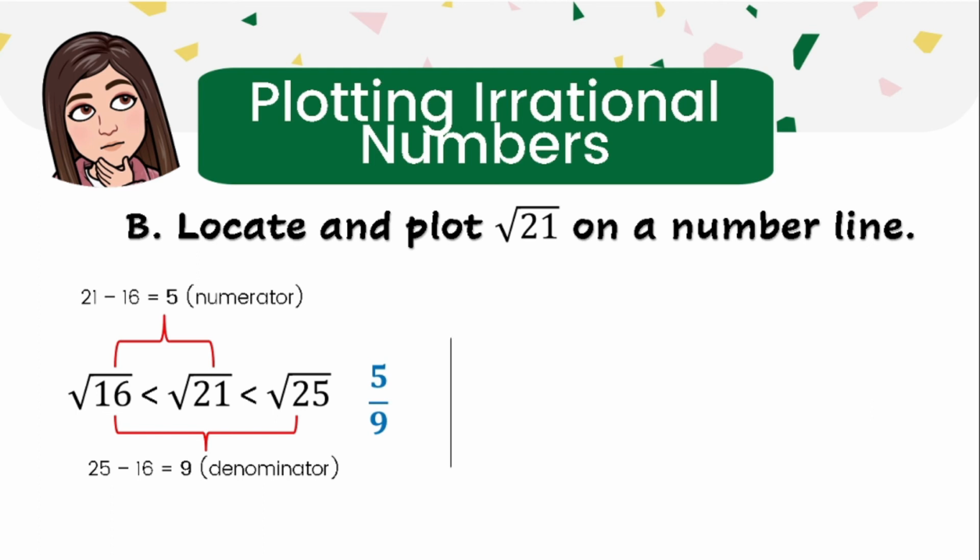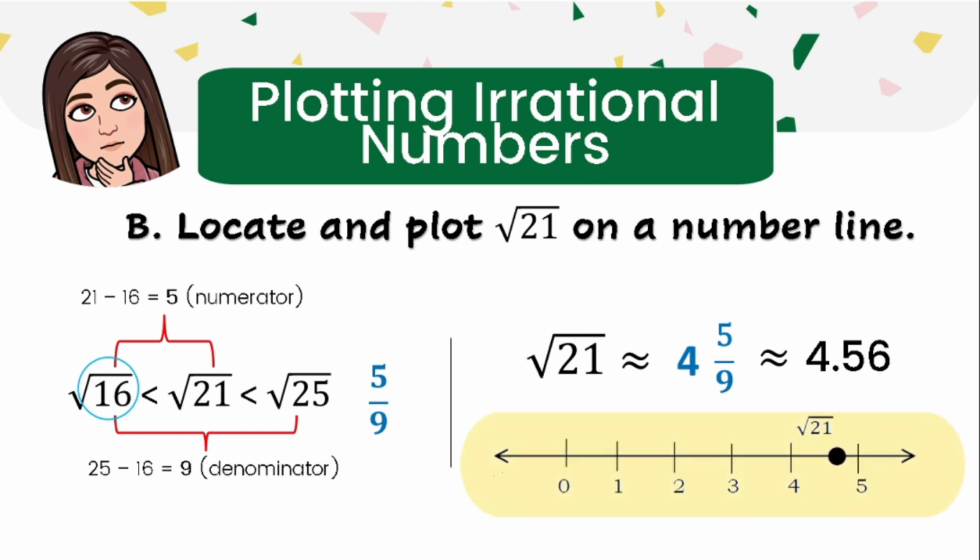Step number 3. The square root of the first perfect square integer will be the whole number. That is, square root of 16 is equal to 4. And affix the fraction formed 5 over 9 to form a mixed number. Thus, square root of 21 is approximately equal to 4 and 5 over 9, which in decimal form is approximately equal to 4.56, making it easy for us to locate its position on the number line. So in the number line, square root of 21 will be plotted slightly more than half of 4.